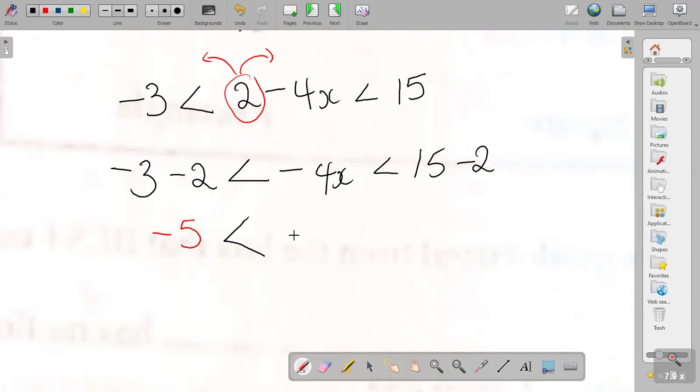Put back that minus 4x less than what? 13 on this side. Regular 13. I wanted to put that in red. Regular 13. How is everybody feeling so far? Everybody okay?